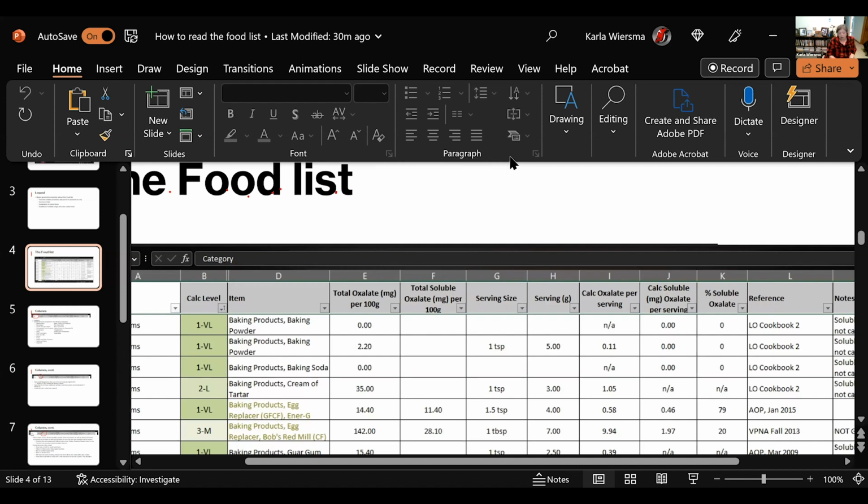Now, something like, let's say, quinoa, might be so high that all the boiling and tossing out in the world is still going to leave you with a high product. But if you notice that it's high, it might be something to have the lab test.